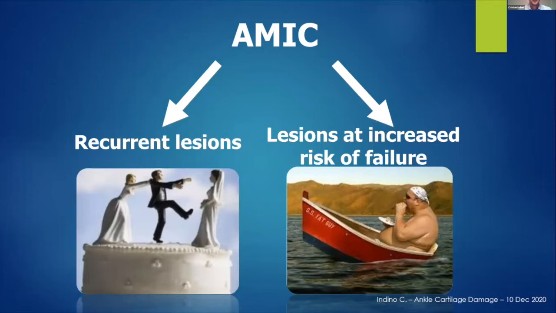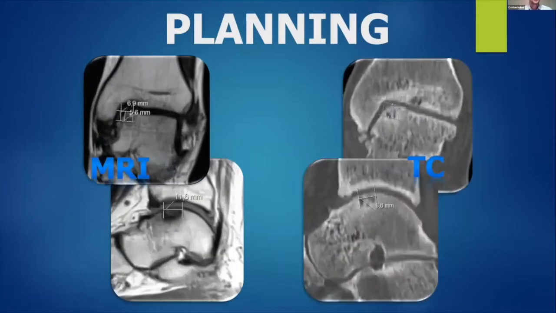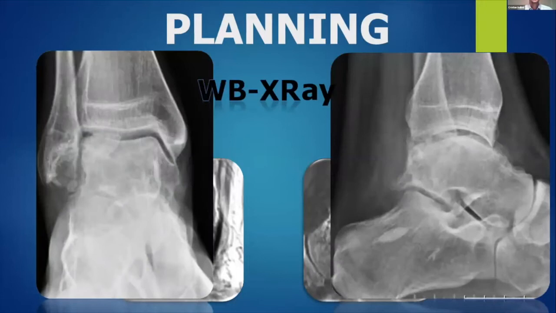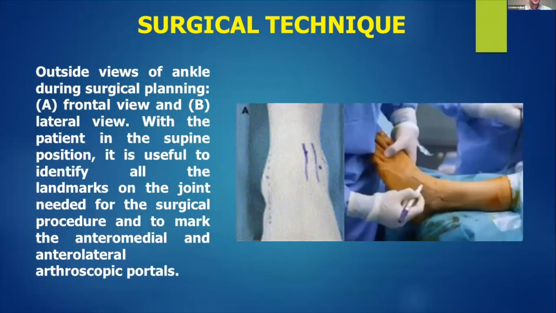That means big lesions, big size osteochondral lesions. So our arthroscopic technique starts with accurate planning that consists of an MRI and a CT scan, but don't forget to also use weight-bearing X-rays, which are useful to identify any ankle or foot deformities that can provoke an osteochondral lesion of the talus.